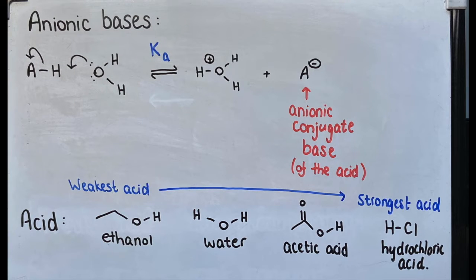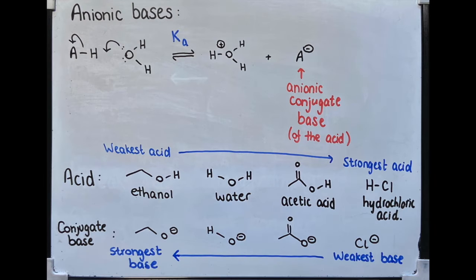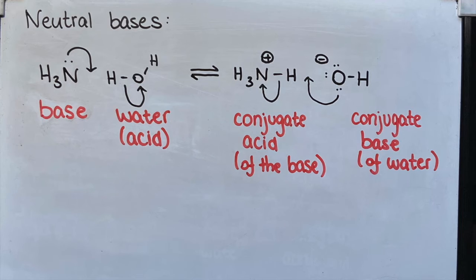Out of the acids listed here, ethanol is the weakest and HCl is the strongest. When we consider their conjugate bases, the conjugate base of ethanol, the ethoxide ion, is the strongest and is therefore most likely to accept a proton. Meanwhile, the conjugate base of HCl, the chloride ion, is the weakest and is therefore least likely to accept a proton. But what about neutral bases, such as NH3?